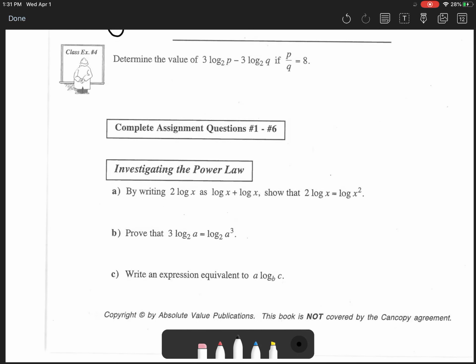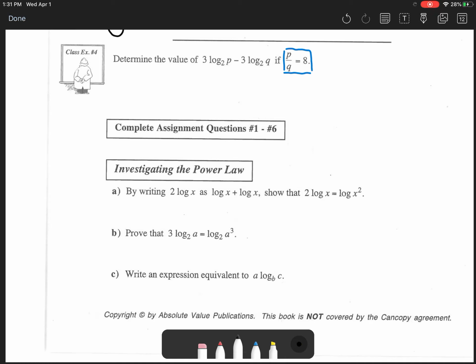Next question, determine the value of 3 log base 2 of p minus 3 log base 2 of q if p over q is equal to 8. So in these types of questions, these little pieces of information they give you are usually the key. The reason being is that if you see an 8, you're going to replace it with p over q. If you see a p over q, you're going to replace it with 8. They're telling you they're the same, so they're interchangeable because they are equal to one another.